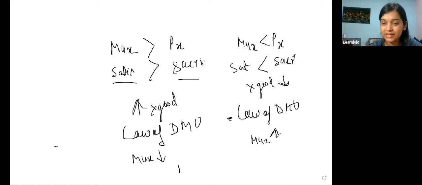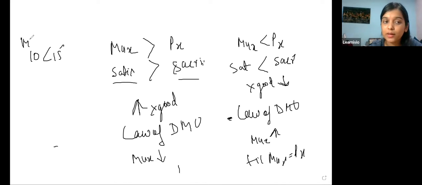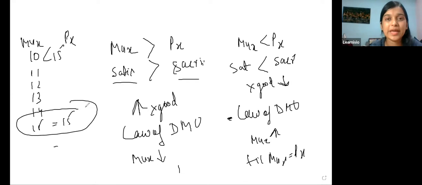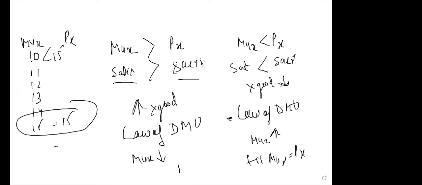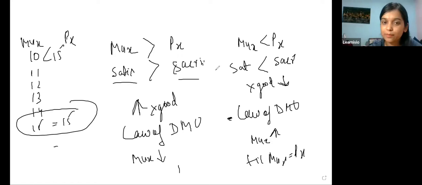Now your MU will start increasing, and it will increase till MUX becomes equal to PX, right? So for example, if your MUX was 10 and your PX was 15, now you will increase it: 11, 12, 13, 14, and 15. So you will stop over here because now it is equal to your PX. Clear? Both the conditions, A and B, clear? It was simple. Okay, just remember one thing.